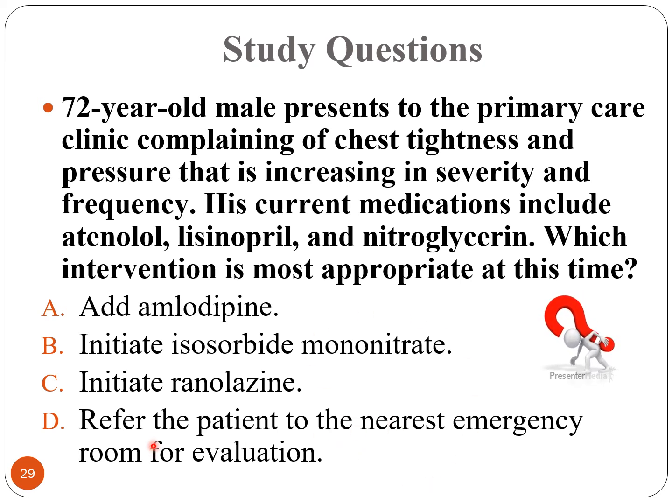The answer is to refer the patient to the nearest emergency room for evaluation. Why? Because this indicates unstable angina, and as we know, unstable angina may be converted to myocardial infarction. The first intervention for treatment of unstable angina is to refer the patient for emergency care, because the patient needs progressive therapy at the emergency room.